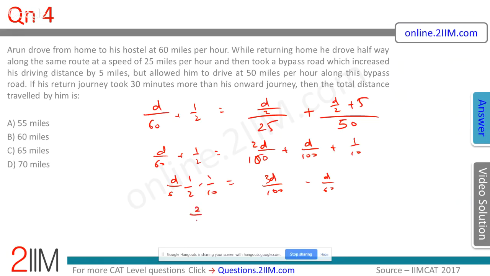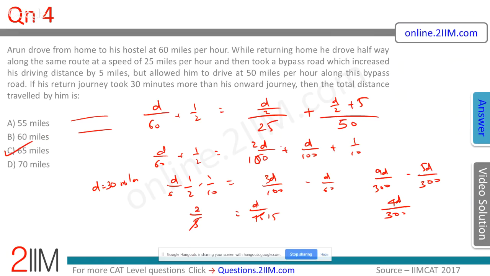This is 4 by 10, 2 by 5 equals, LCM is 300, 9D by 300 minus 5D by 300, 4D by 300 or D by 75. This gets knocked off as 15. I get D to be 30 miles, which is not even there in the answer. And the total distance traveled by him. So D is 30 miles. So D is what he covers one way. 30 plus 30, 60 plus 5, 65 miles. This works. Brilliant.